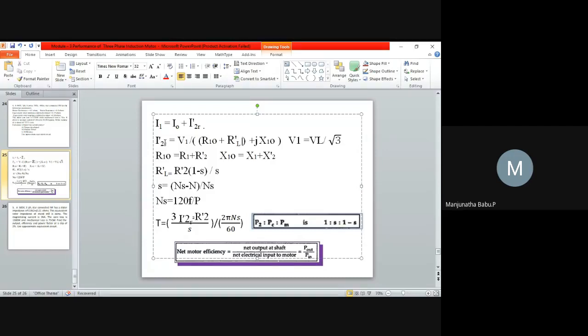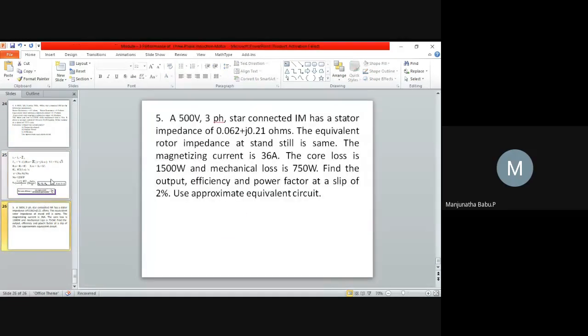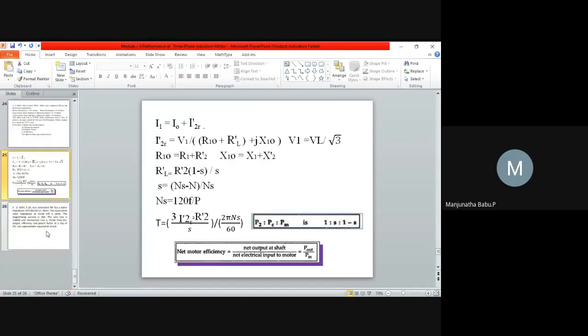Similarly, you can find the rotor copper loss: 3 into I2R squared into R2 dash. Again, you can go for this formula. He is not asking to find the torque, so the rest of the other data you can find. Got it? Yes, sir. Okay. Follow the same procedure. If you have any doubts, you can ping me individually, and I'll answer your doubts.